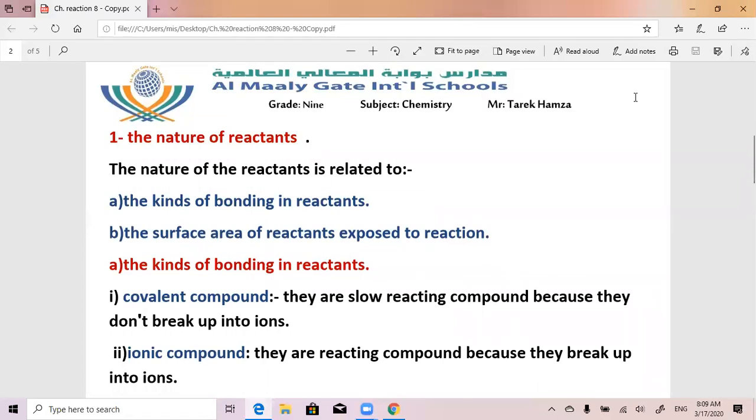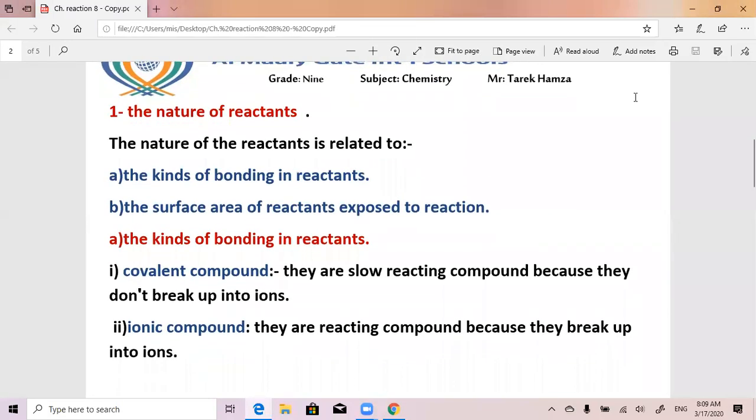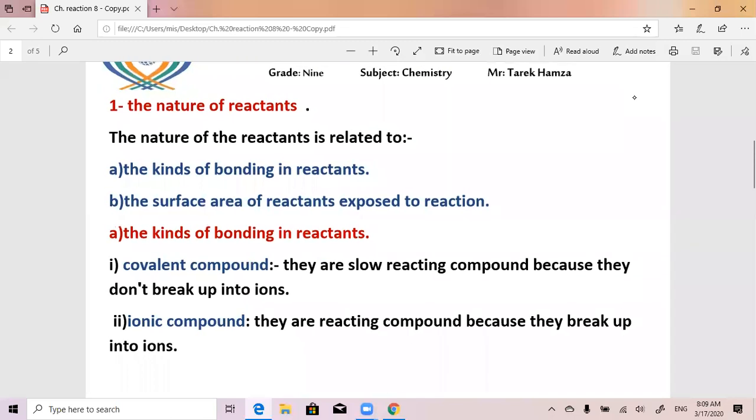Number A, the kind of bonding in reactant. What's the meaning of kind of bond in reactant? There are two bonds in the reactant. We درسنا في الترم الأولاني. There are two bonds, covalent bond and ionic bond. Covalent bond and ionic bond.